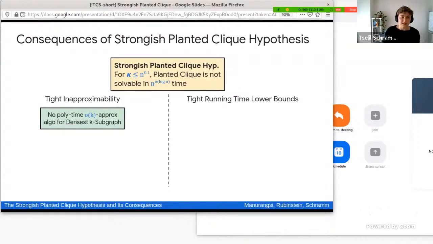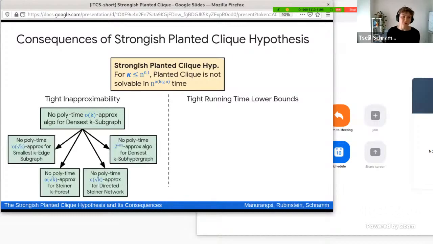And it's easy to see that this is tight, because to get a factor k approximation algorithm, I can just output a single vertex. And then using a bunch of known reductions in the literature, we get tight inapproximability results for several other problems, including smallest k edge subgraph, Steiner k forest, directed Steiner network, and densest k subhypergraph.